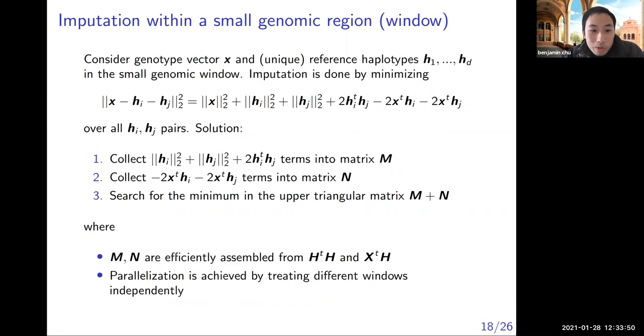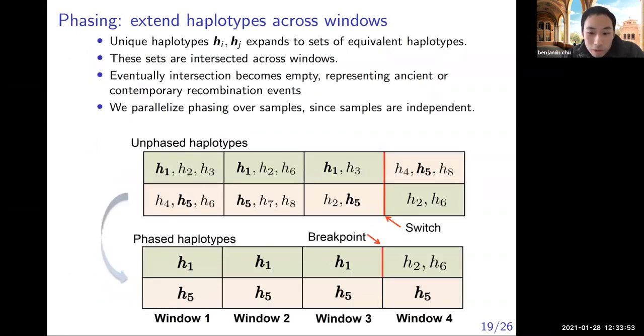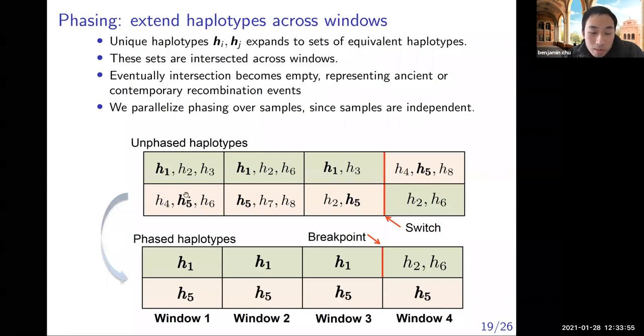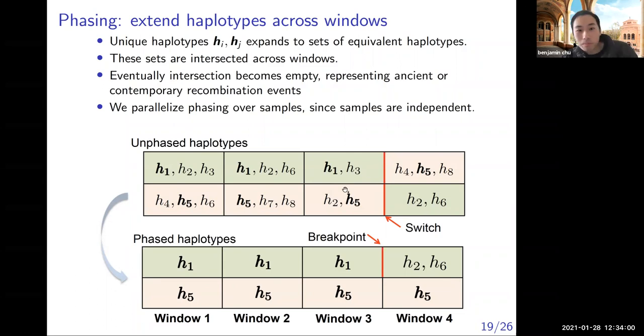So after we do this, we essentially have a bunch of windows, right? And in each window, we know the two unique haplotypes that are best for that window. The next step is that we want to be able to search all possible other non-unique haplotypes as well, right? So first we expand H1, which is equal to three haplotypes in this first window. We expand them so that there is this set of matching haplotypes. And the second step is we need to do phasing, right? So we need to know which order these haplotypes come in.